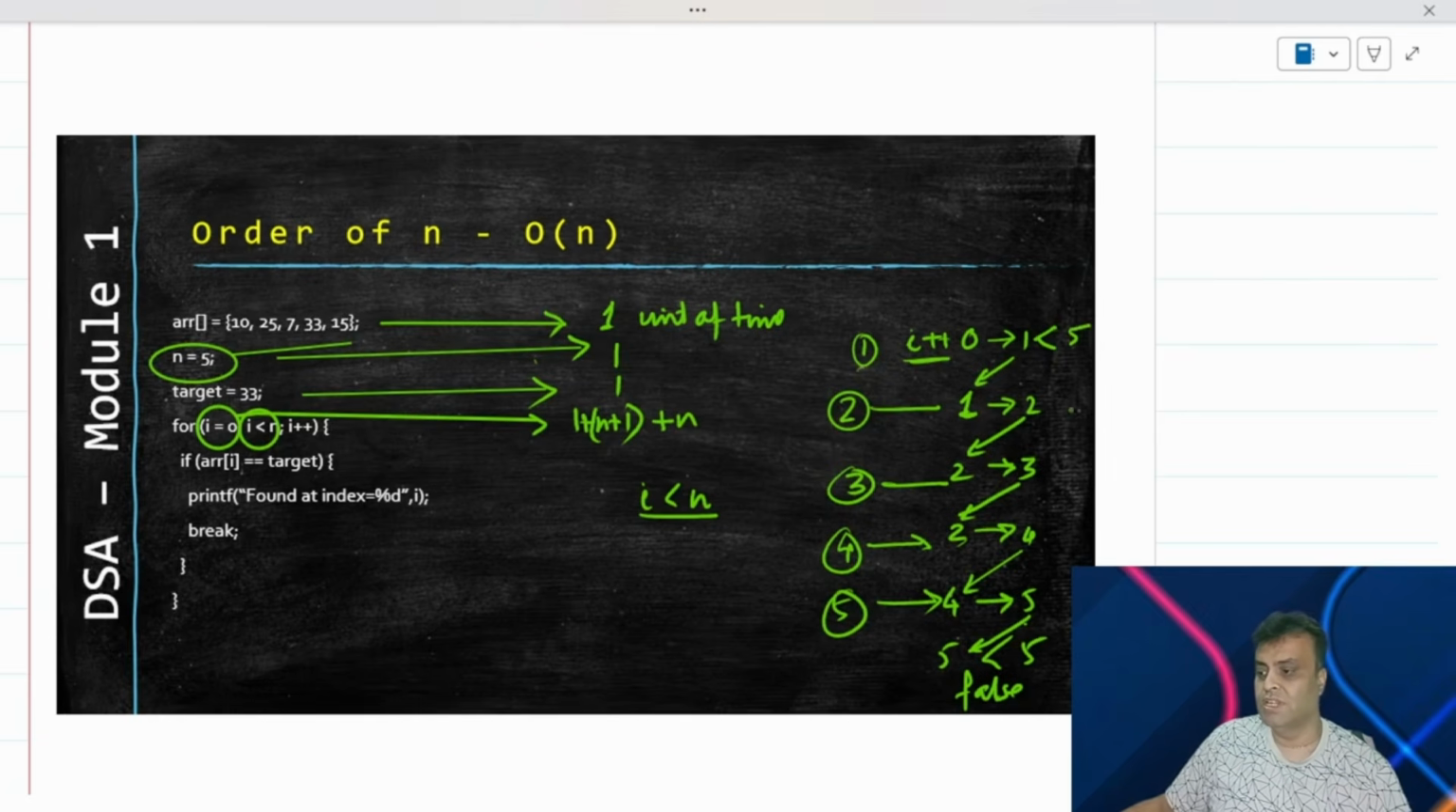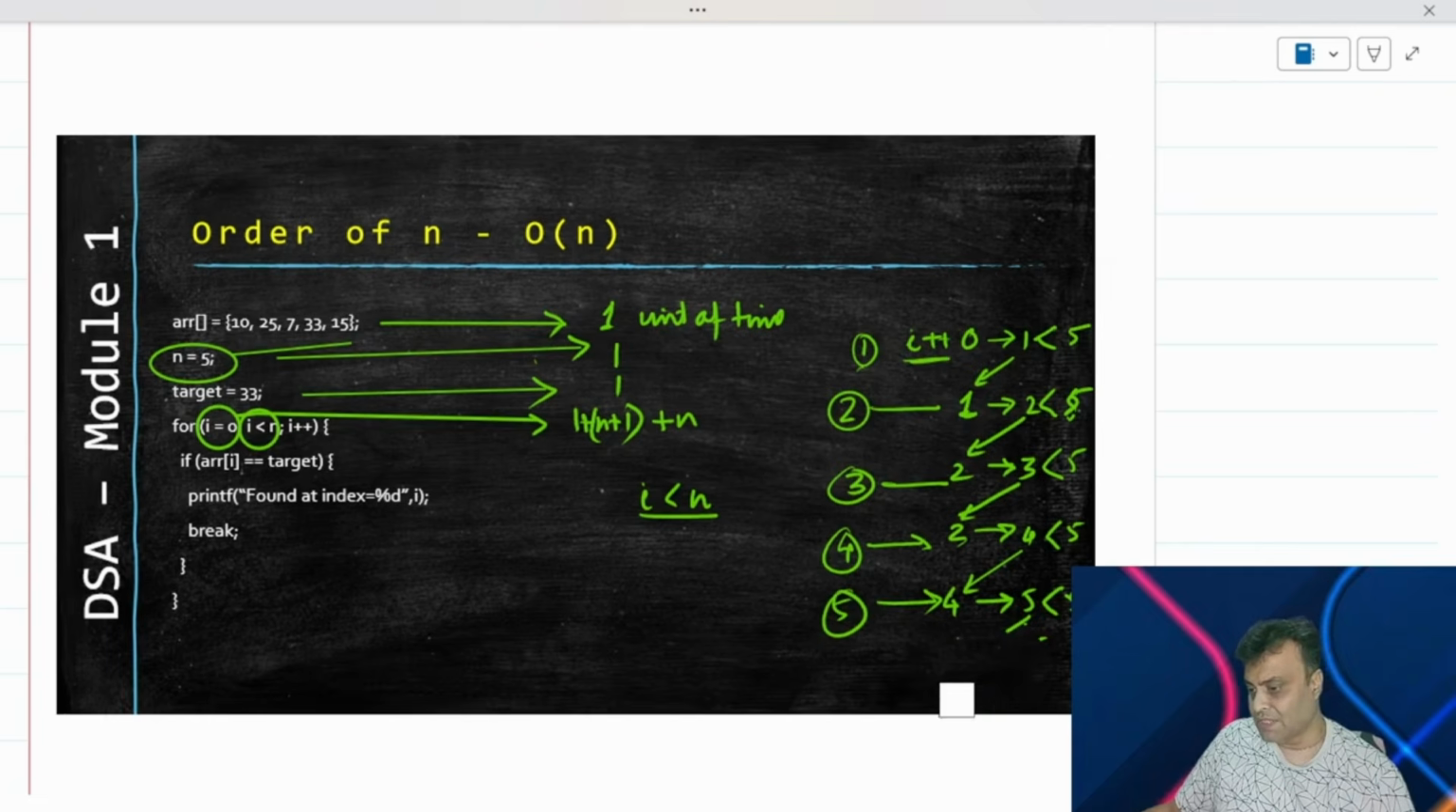So this is the first iteration. 2 is checked with 5, this is the second iteration. 3 is checked with 5, this is the third iteration. 4 is checked with 5, this is the 4th iteration. Now 5 is checked with 5. Right? So this is my 5th iteration.